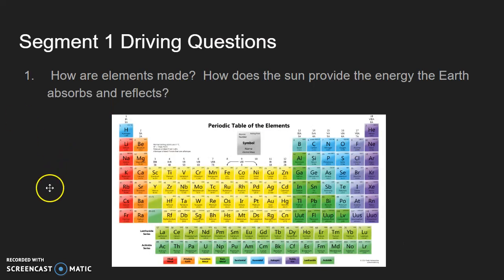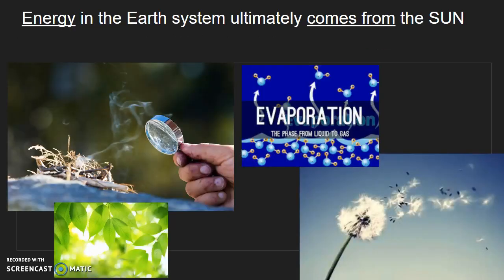Okay, I'm going to try to move fast because I have 15 minutes here. So segment 1, driving questions. These are the ones that you were given at the start of the unit. For segment 1, we're looking at how are elements made and how does the sun provide the energy the earth absorbs and reflects. So where does our earth get its energy from? I mean, ultimately, 99.9% of the energy on our planet really is coming from the sun, streaming across space.